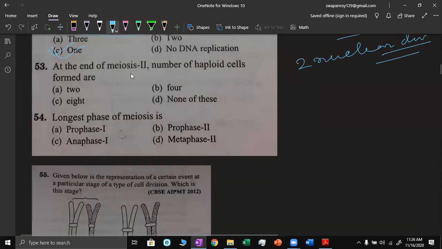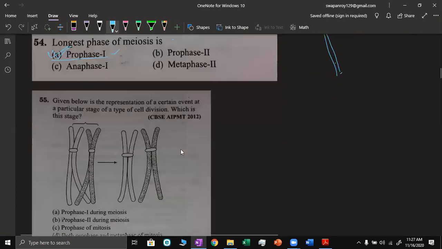Question 53. At the end of meiosis two, the number of haploid cells formed is, this is an easy question, four daughter cells. The longest phase of meiosis is prophase one. That is why prophase one has been divided into leptotene, zygotene, pachytene, diplotene and diakinesis, and very important events take place, that is the crossing over.